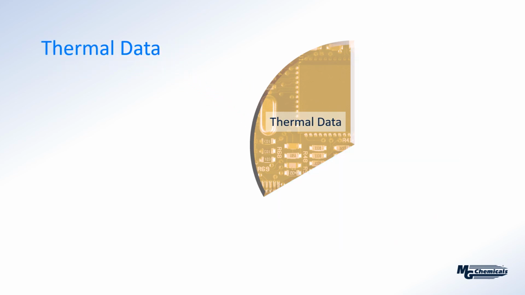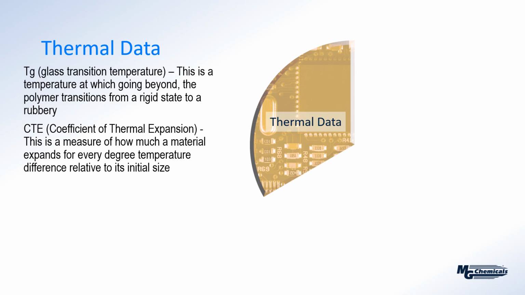So starting with the thermal data, what are some of the things that we typically list that may be a bit obscure for the average consumer? Well, two things come to mind. The first is the TG, or the glass transition temperature. So what this value signifies is that it's a temperature, and usually it's more aptly described as a temperature range, but it's a temperature at which beyond that, the polymer system starts to soften. So you basically transition from what's called a rigid or glassy state to more of a rubbery, softer state.